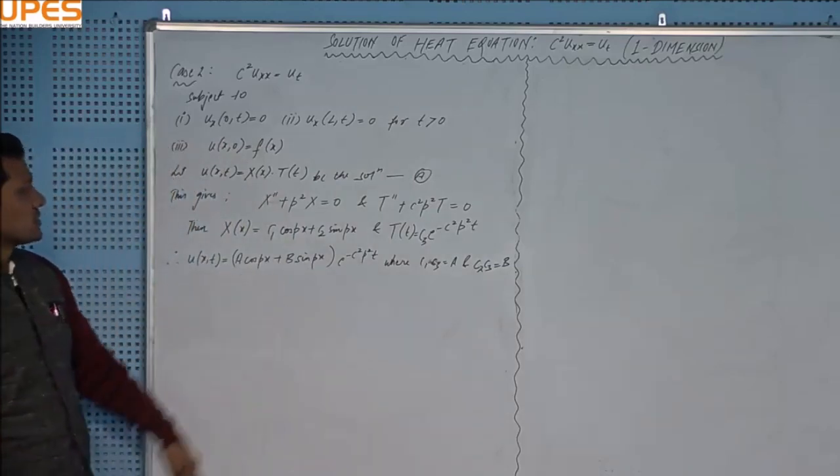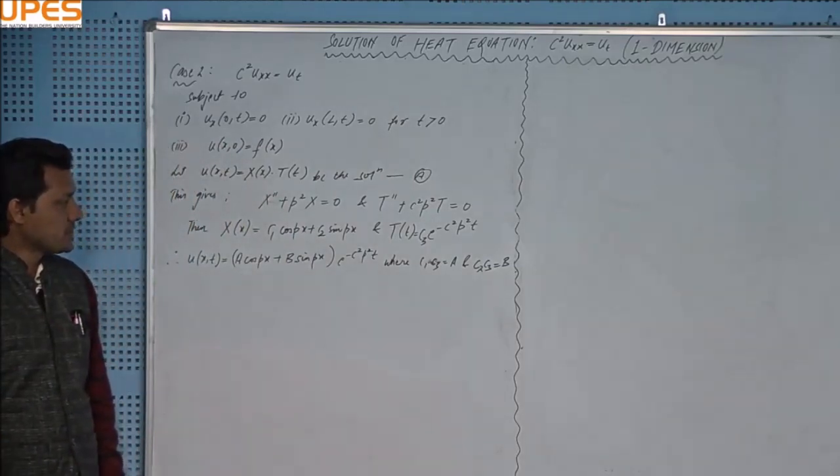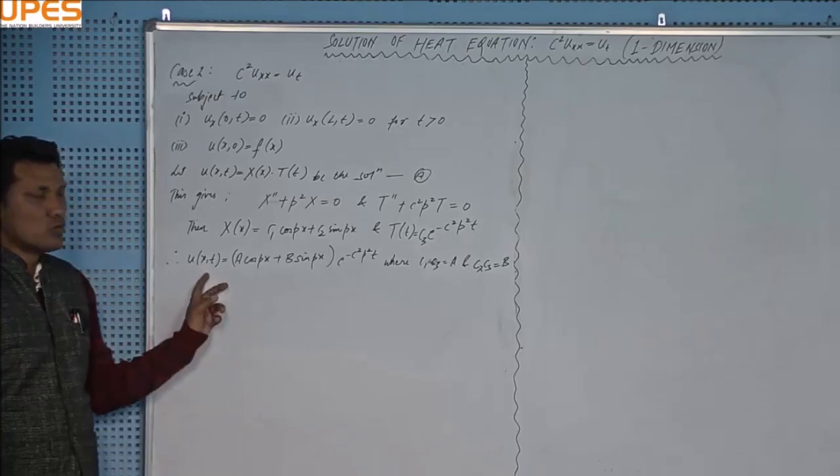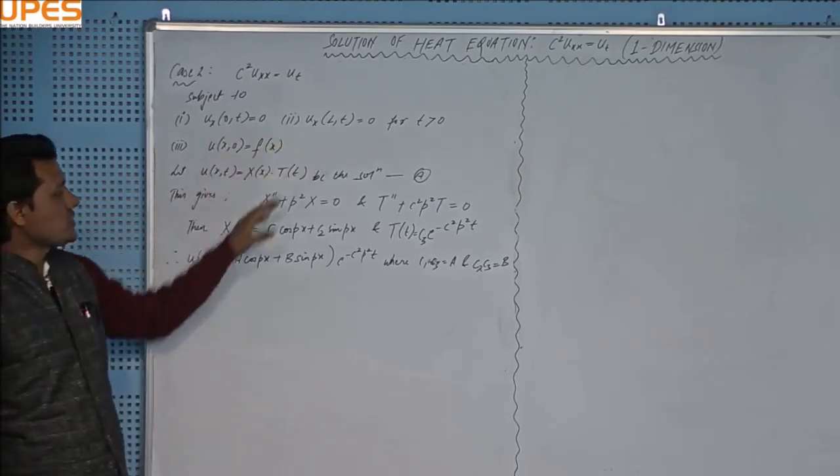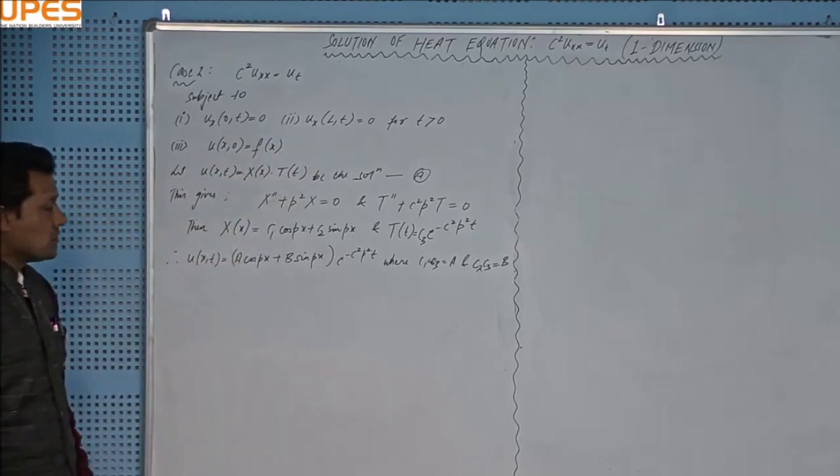So I have two arbitrary constants here. Fine. And yes, this is the most general solution. I will start with this solution, impose these conditions on it, and then find the solution, right?